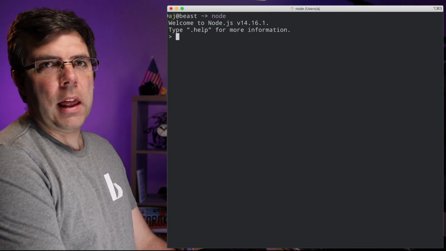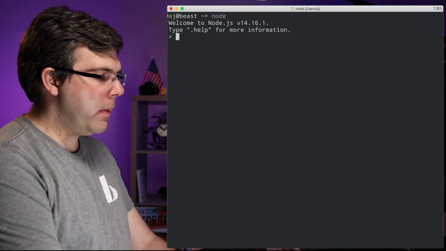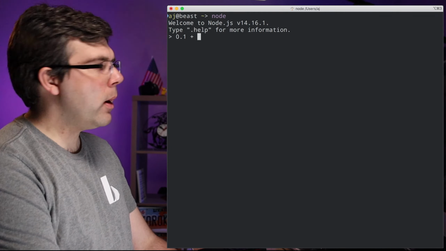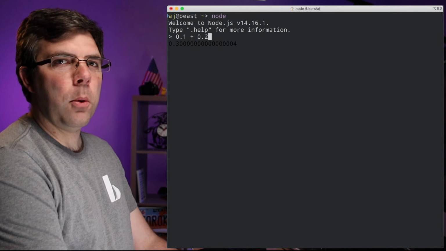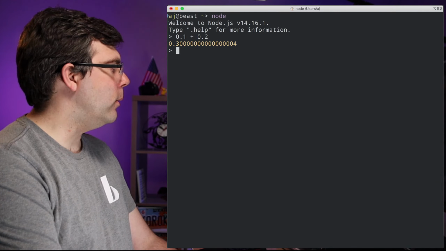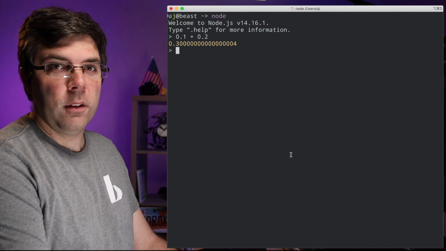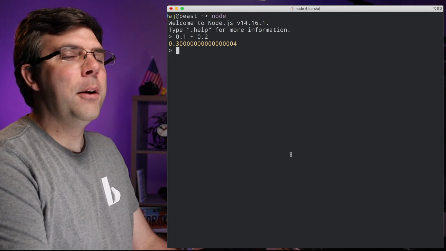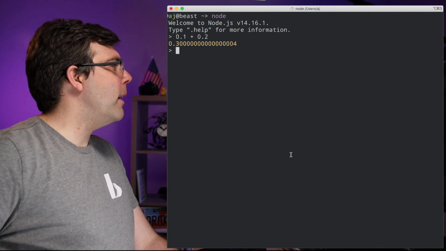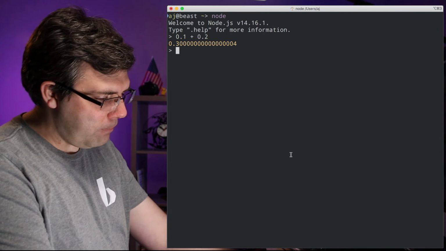In any programming language, I've got a node console open up here, but it's not important what programming language it is. In any programming language, when you add 0.1 plus 0.2, you're not going to get 0.3. You're going to get a number that's pretty close to 0.3, but not 0.3. And I'm going to start with a story of why this was particularly important.